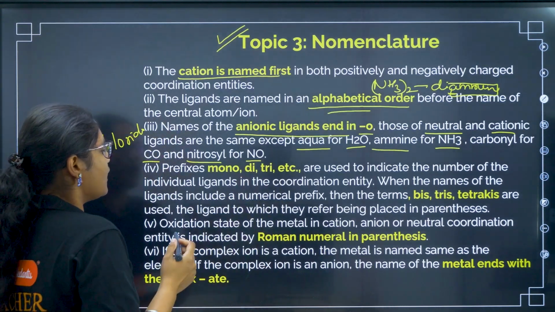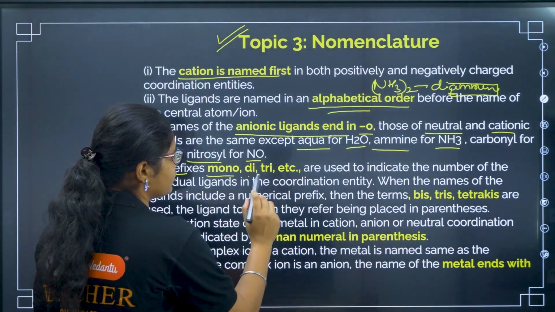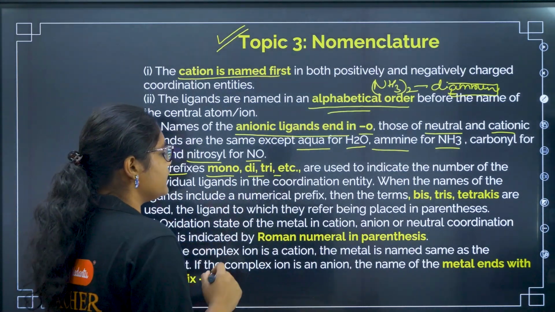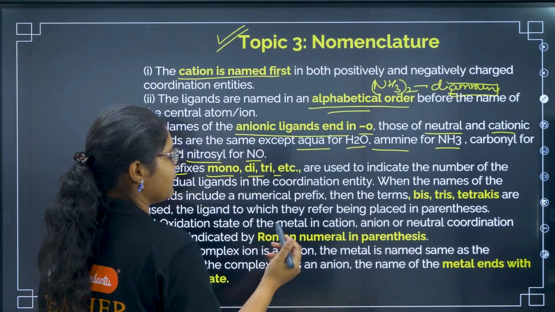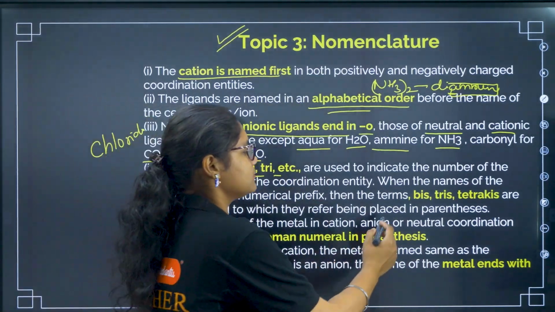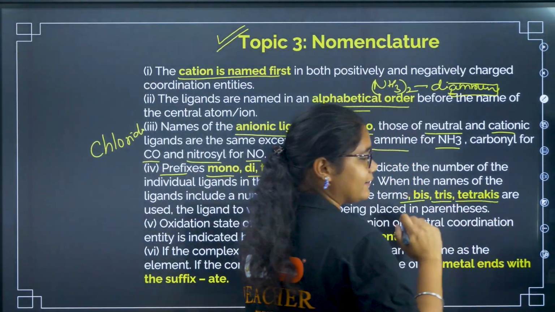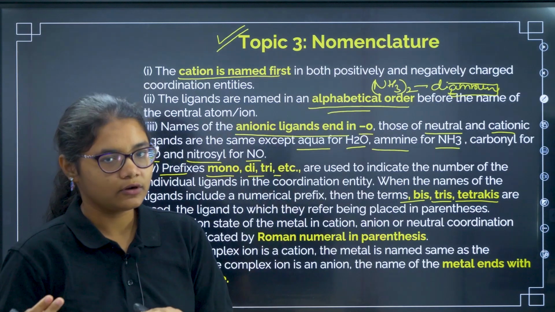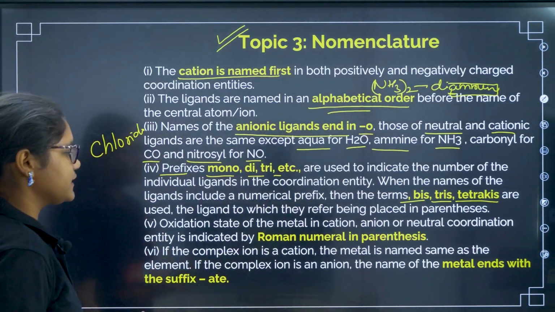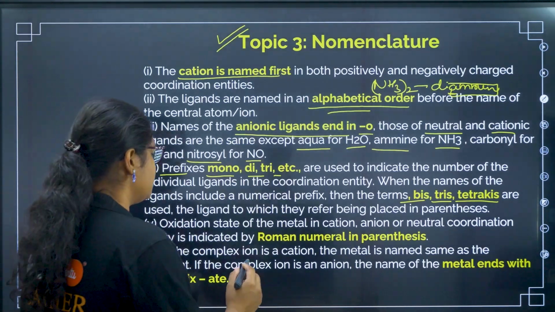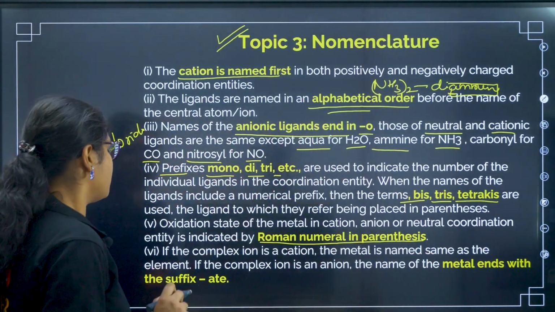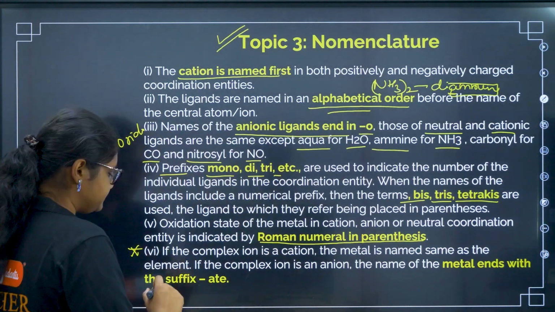Okay, next, you have to use certain prefixes like mono, di and tri to represent the number of ligands. And if the ligand name is like ethane 1,2-diamine, then we should not use di, tri there. We have to use words like bis, tris, tetrakis to represent 2, 3, 4 in such kind of ligands. Next, the oxidation state of the metal should be mentioned in parentheses, in Roman numerals. This is a very important point.